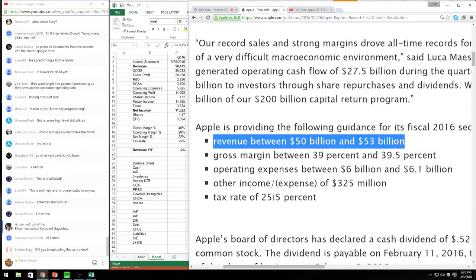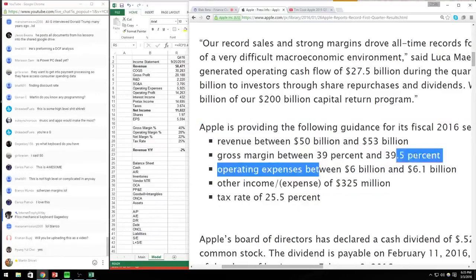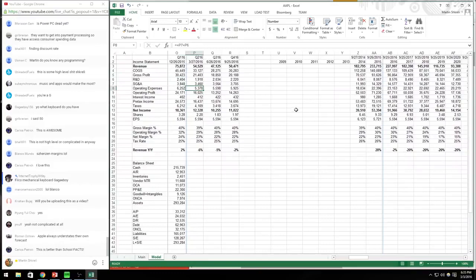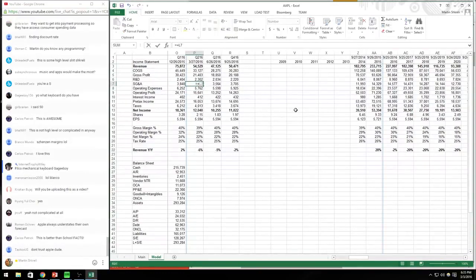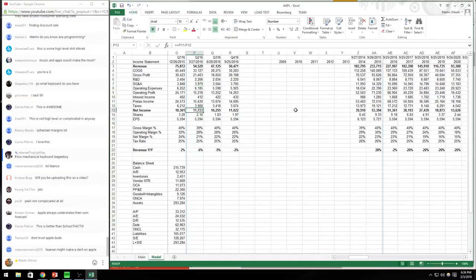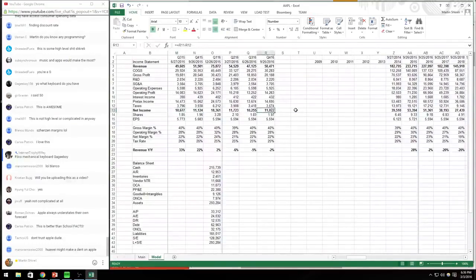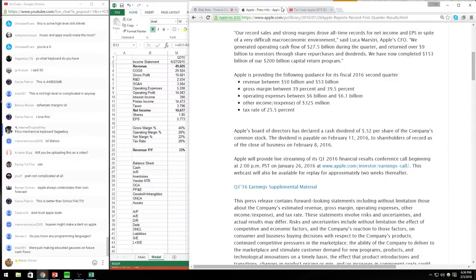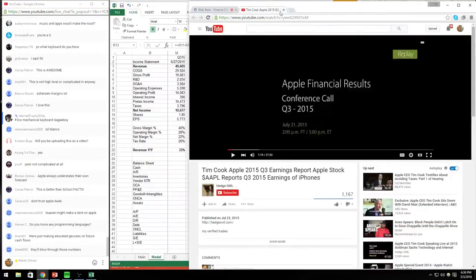So you can get all this information. Expenses of 6 to 6.1. What did we have? Wow, we only had 5.3. Wow, so they're really going to be spending a lot of money. 6 to 6.1. So now we're down to 11 billion in net income from 12.5. All this stuff matters. What else can we do to do some fundamental analysis, some fundamental research?